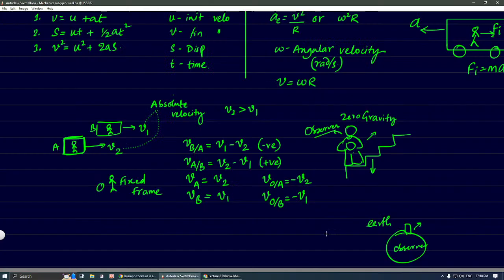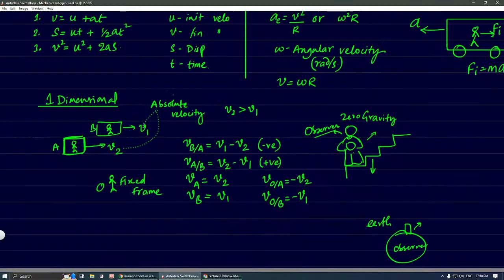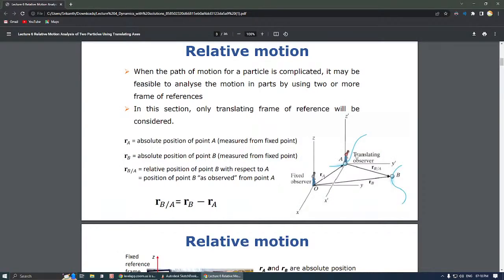Okay. So here what I have done is I have taken a one-dimensional motion, right? But here three-dimensional motion is happening. And here I have shown you only velocity. But here we have to show everything. First we have to start with position. After position, if you differentiate it, you will get velocity. And if you differentiate velocity, we will get acceleration. Okay. So everything starts with the position. So you understood RA is the absolute position of A.